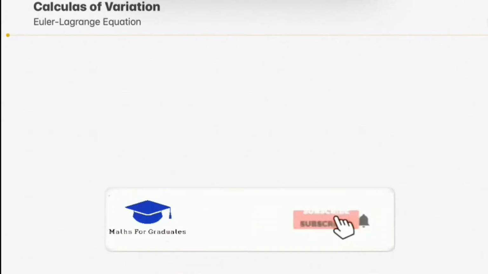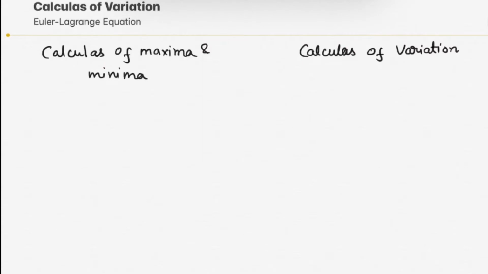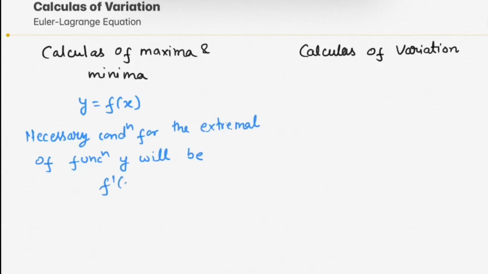Before we derive the necessary condition for extremal of functional, let us do some comparative study between the necessary condition for extremal of functional and the necessary condition for extremal of function. Suppose we have a function y equals f(x), then the necessary condition for extremal of function y will be f prime x equals 0. Here f prime x means differentiation of f with respect to x.